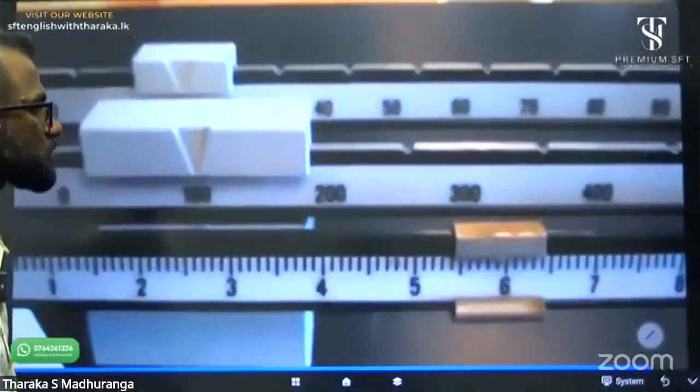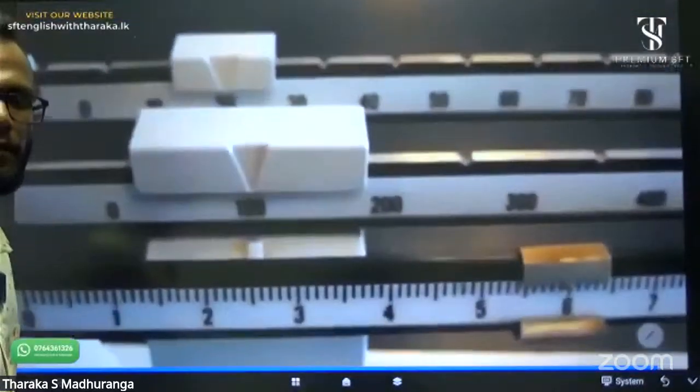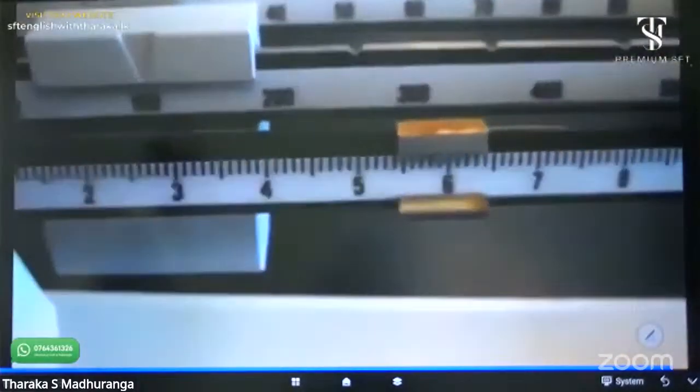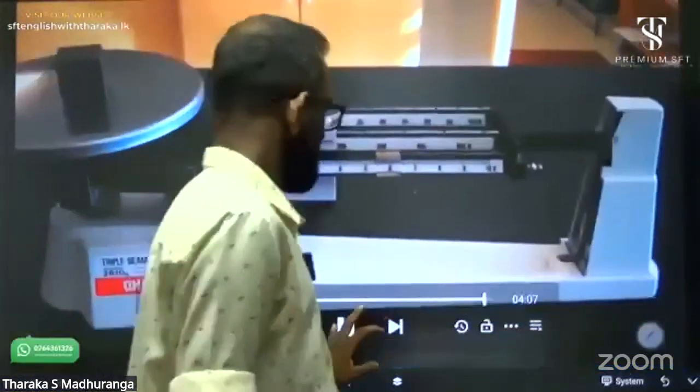Now, what are the units for mass? Grams. So we'd want to report this as 125.9 grams. Now that's the basics of how to use a triple beam balance. Make sure you practice.